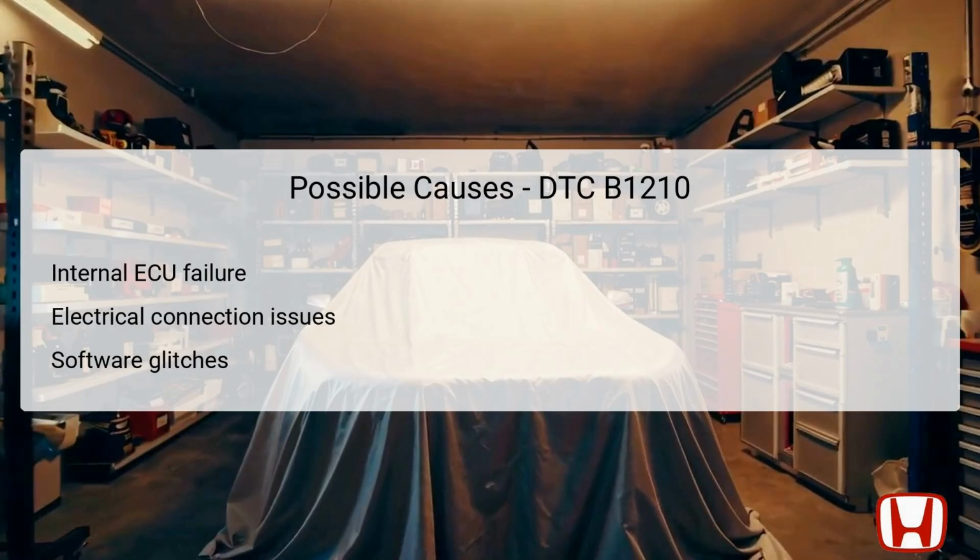Besides, software glitches resulting from an outdated software version may cause the ECU to operate incorrectly, leading to the generation of DTC B1210. Each of these issues must be thoroughly investigated to confirm the root cause of the climate control unit failure. An accurate diagnosis will inform the necessary repairs or component replacements to restore proper functionality to the HVAC system.